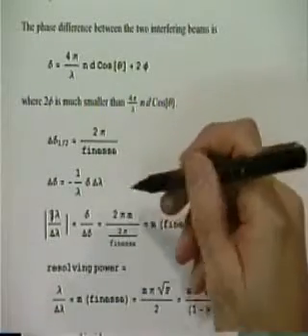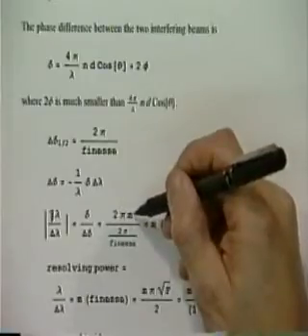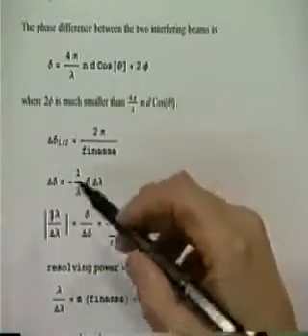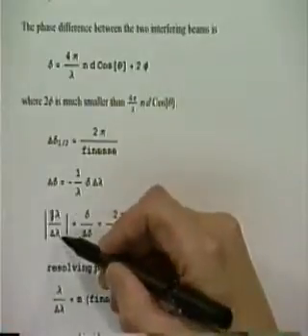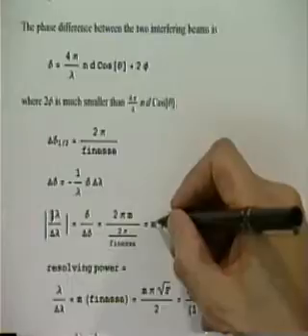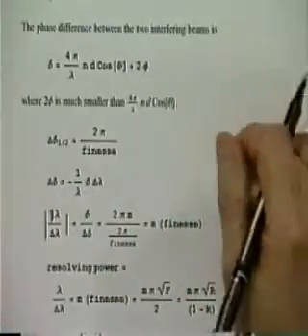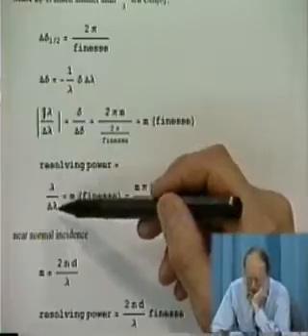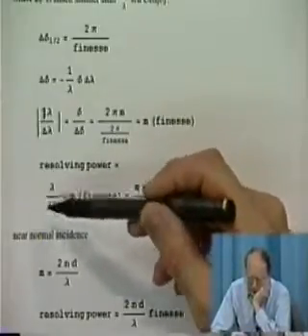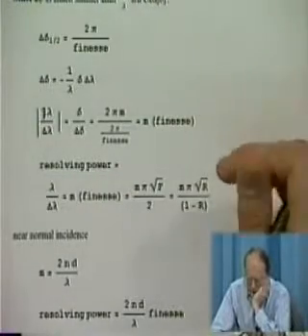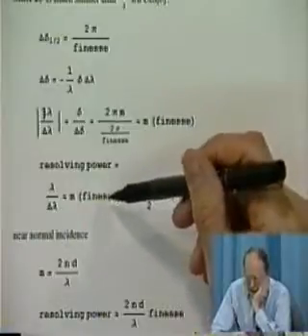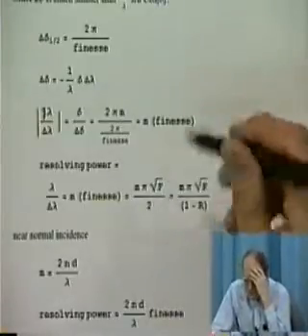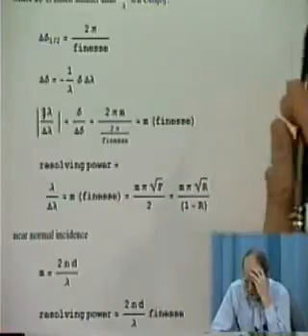And delta over delta delta is, well, delta for a bright fringe is 2 pi m, and delta delta is 2 pi over the finesse. So this ratio of wavelength to what you can resolve, delta lambda, simply goes as m, the order number, times the finesse. Kind of interesting. We'll define this as the resolving power. It's the wavelength divided by the smallest change in wavelength you can resolve. This is m times the finesse. Going back in the notes and plugging in what finesse is, that's m times pi square root of F over 2, F being the coefficient of finesse. It's equal to m times pi square root of R divided by 1 minus R.